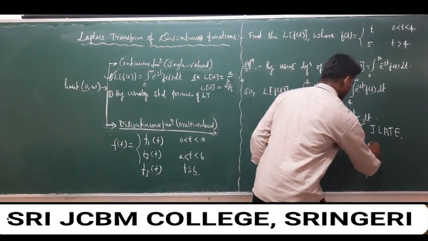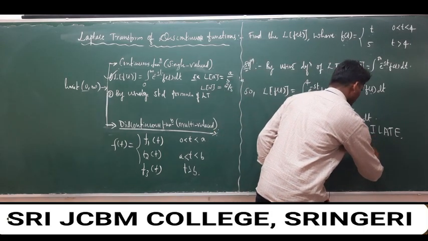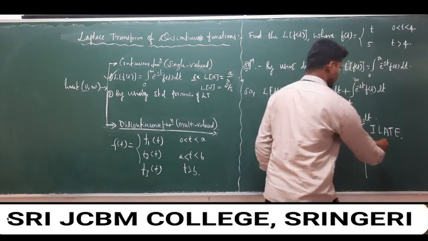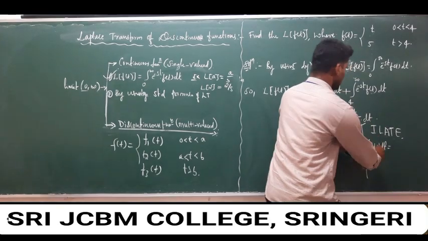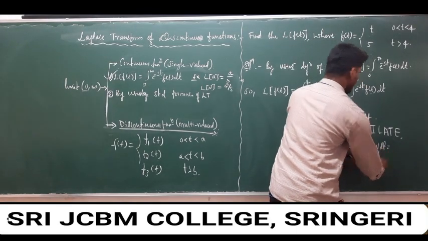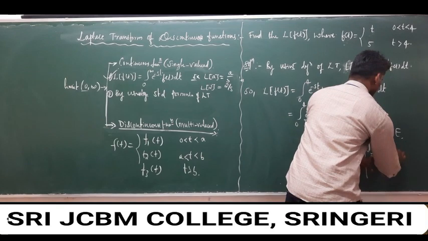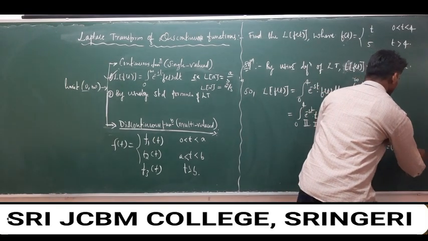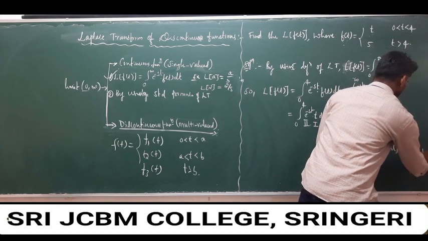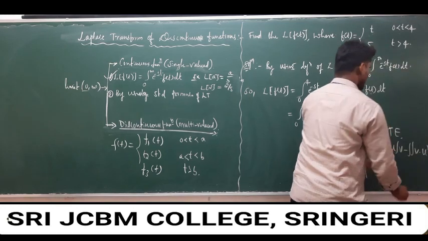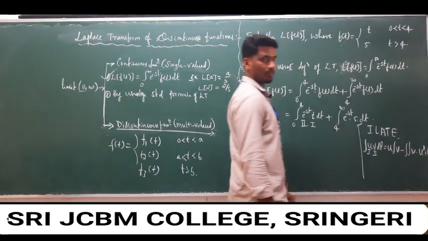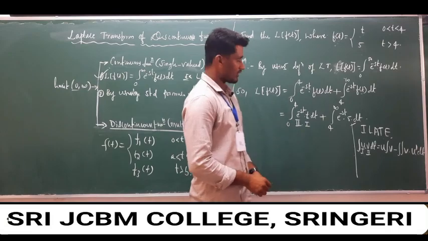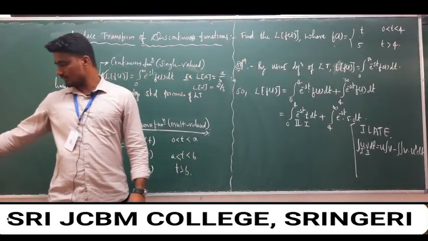And also we know the integration of a product with respect to t: the first term u and the second term v. The first term is kept as it is, times the integration of v, minus the integration of the differentiation of the first function, that is u prime, times the integration of v. So apply this formula and we will definitely get the solution.